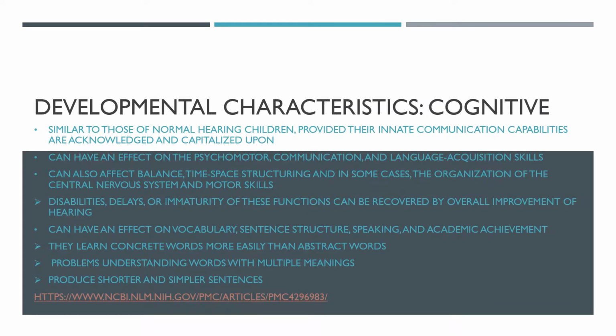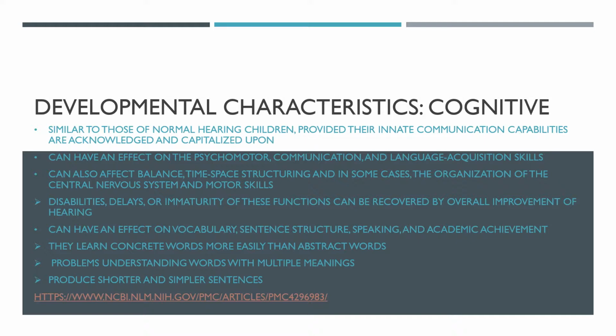So the first section of developmental characteristics that I'm going to talk about is cognitive. Cognitive function is not impaired all that much. It's very similar to those of normal hearing children, provided their innate communication capabilities are acknowledged and capitalized upon. This is where the parents and teachers have a super important role in helping the children capitalize upon their innate capabilities. The hearing impairment can have an effect on the psychomotor communication and language acquisition skills.